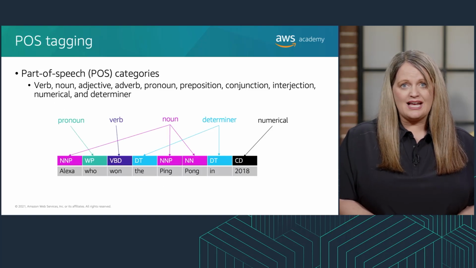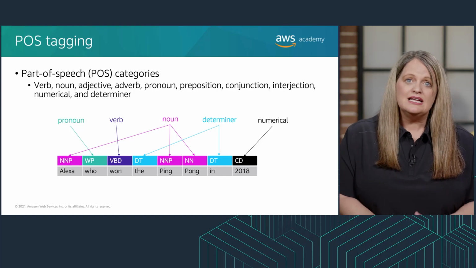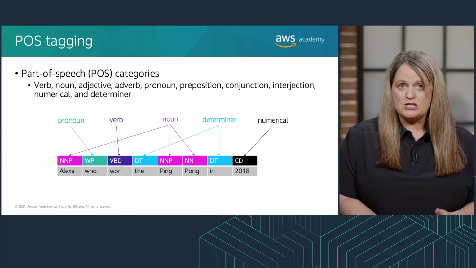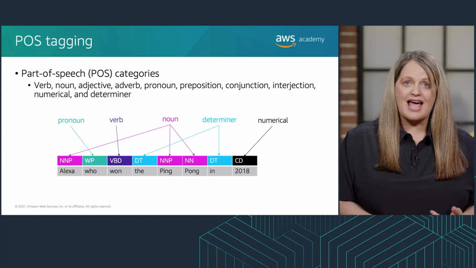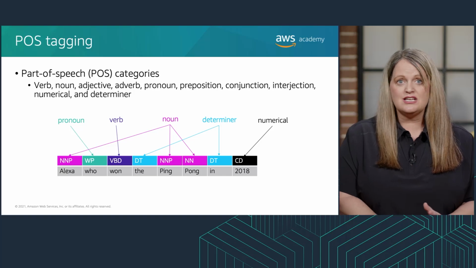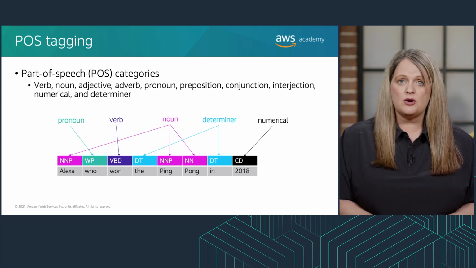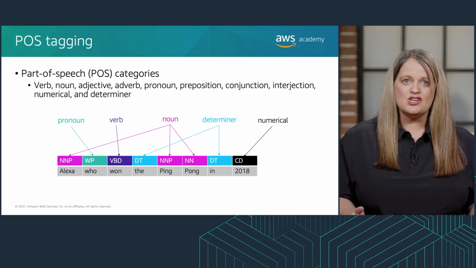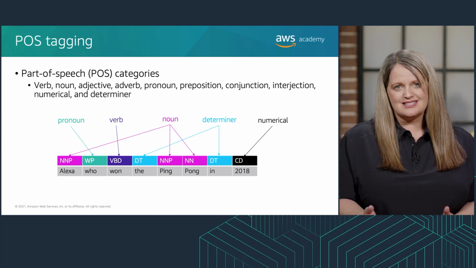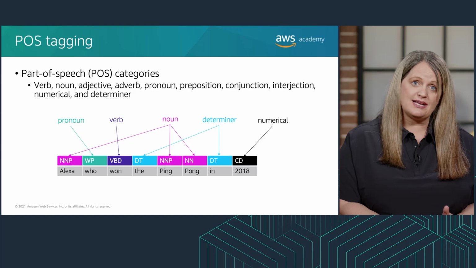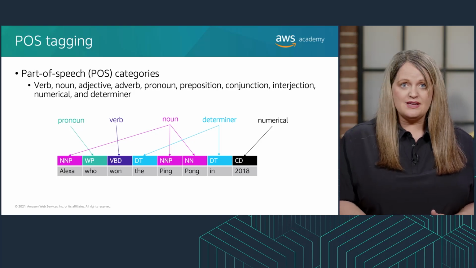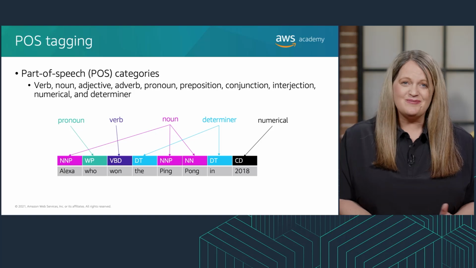Parts of speech tagging, or POS tagging, means labeling words with the appropriate parts of speech. Parts of speech include verbs, nouns, adjectives, adverbs, pronouns, prepositions, conjunctions, interjections, numericals, or determiners. POS tagging is usually done with the help of a pre-trained tagger. Most taggers use the list of tags from the popular Penn Treebank tag set. To correctly identify the tag, the previous and next words are considered.